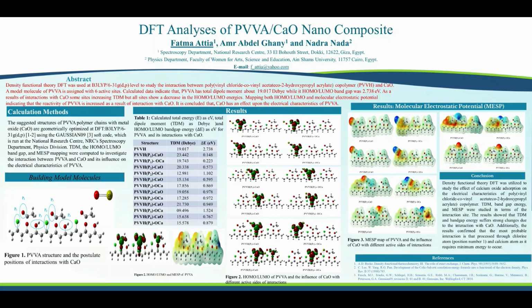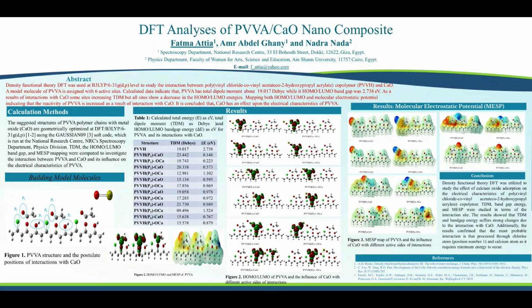Calculated data indicated that PVVA has a total dipole moment of 19.017 Debye and a band gap energy of 2.738 electron volts. The results showed that total dipole moment and band gap energy suffer strong changes due to the interaction with calcium oxide. Additionally, the results confirmed that the most probable interaction is that processed through chlorine atom, position number 1, and the calcium atom, as it requires minimum energy to occur.